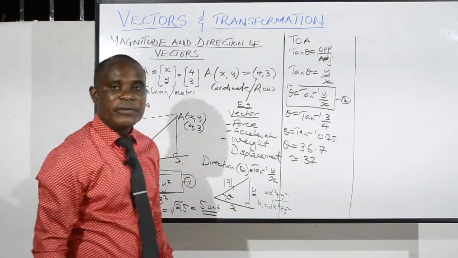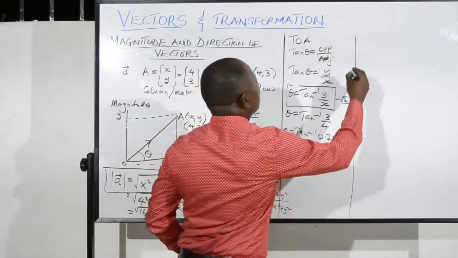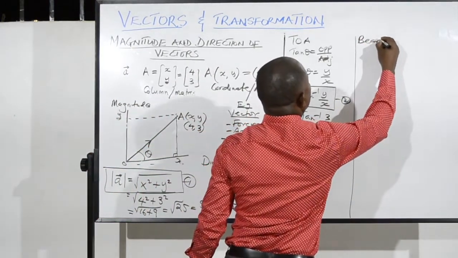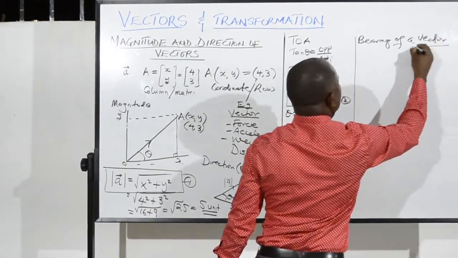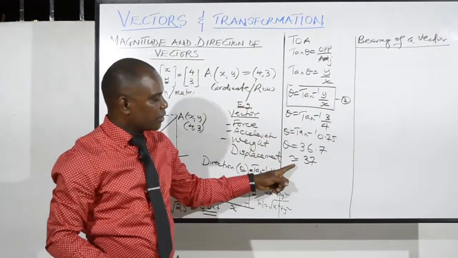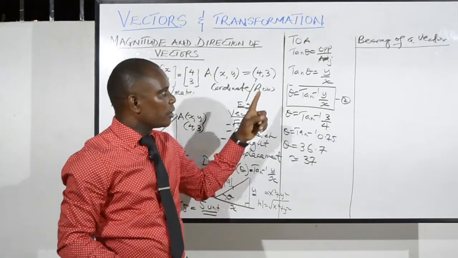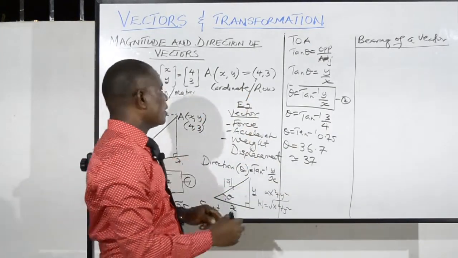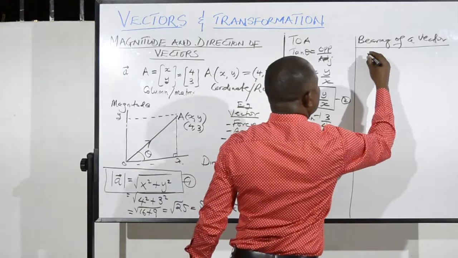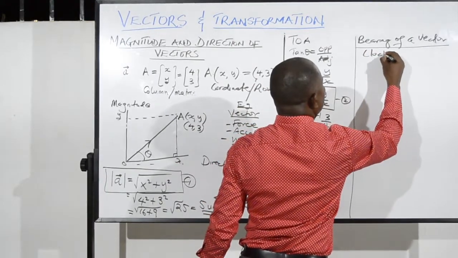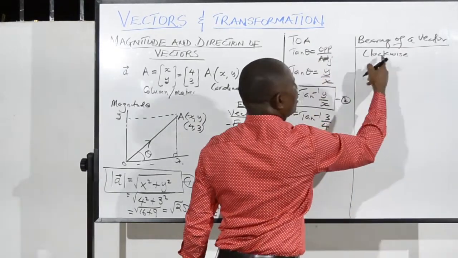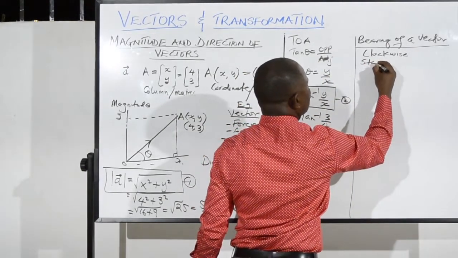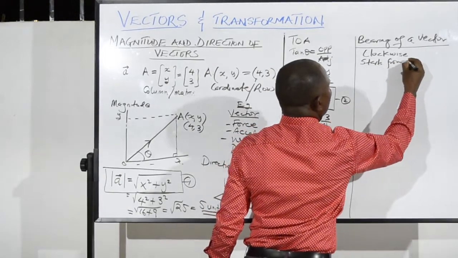I have the bearing of a vector. Now I want to find the bearing of the vector. I've found the direction. Let's say that's the direction of the vector. Now I want to find the bearing of this vector. The bearing of the vector is the clockwise angular measurement. You know that bearing is always a clockwise angular measurement. It starts from the north pole and goes clockwise.